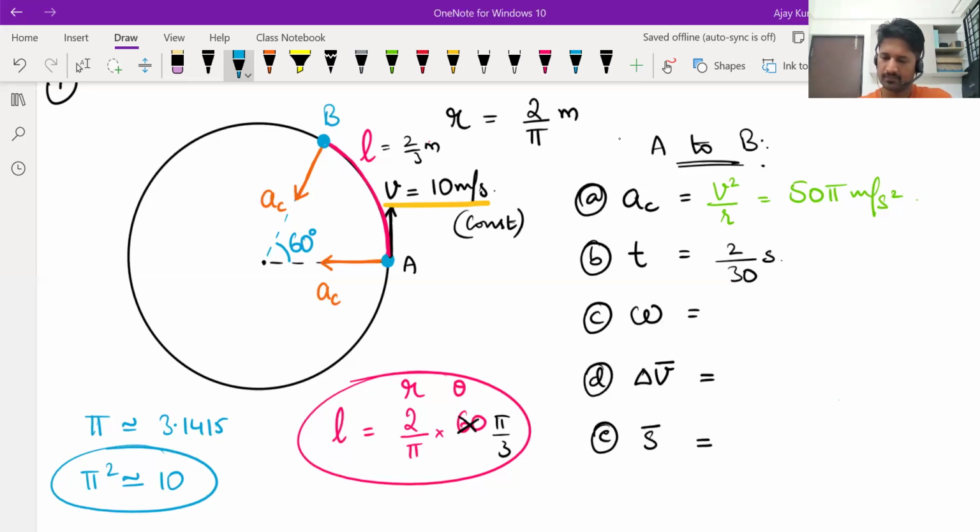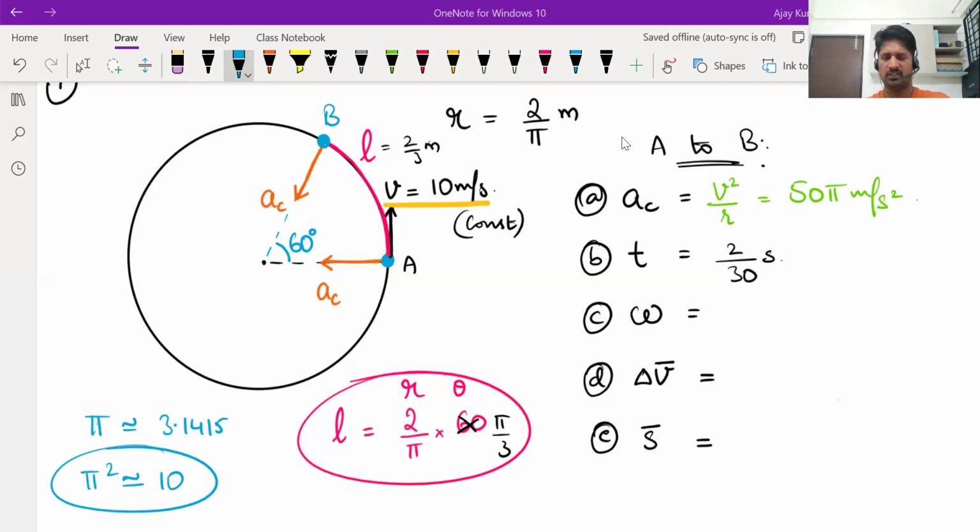Sir, I have a doubt. Yeah, tell me. Pi should cancel there, right sir? Where? L equal to r theta. Pi and pi cancelled. That is how L became 2 by 3 meters. No?